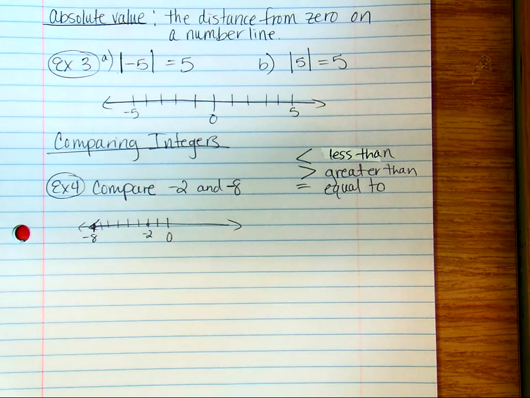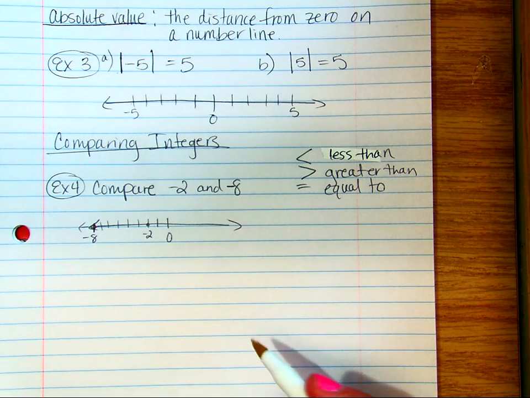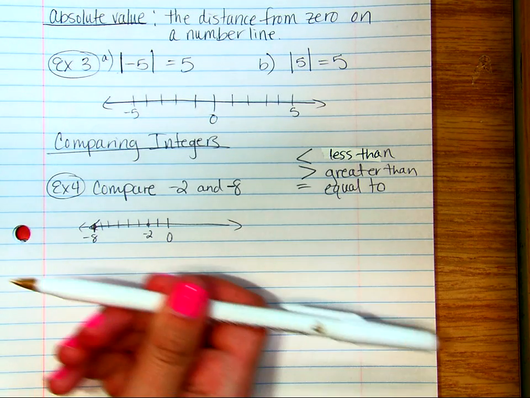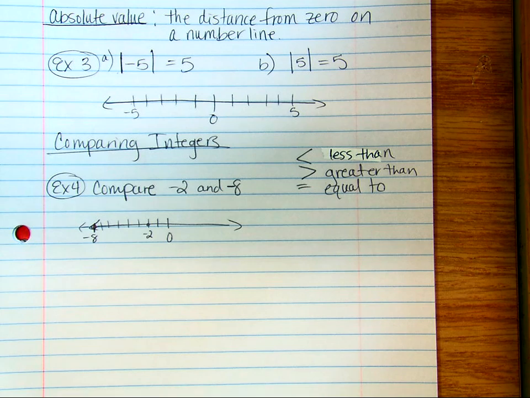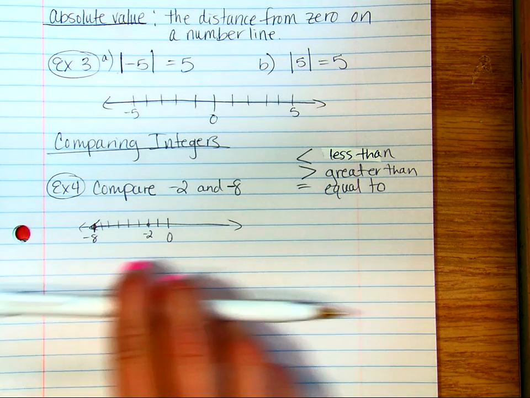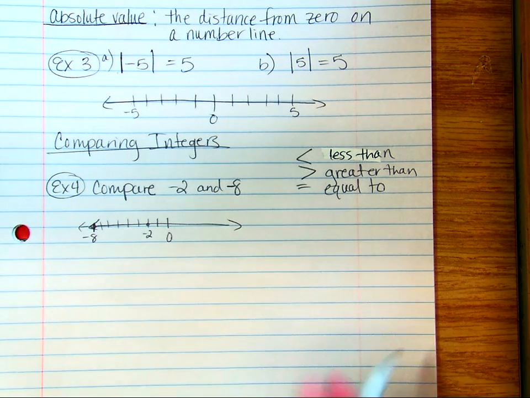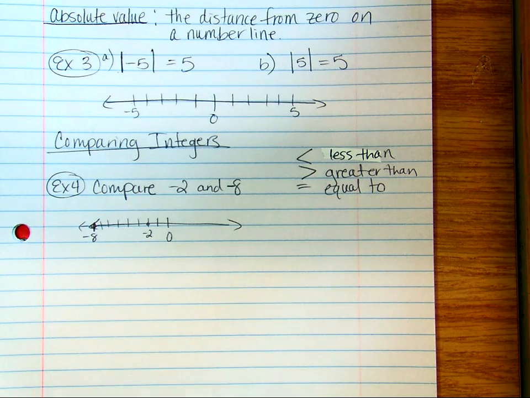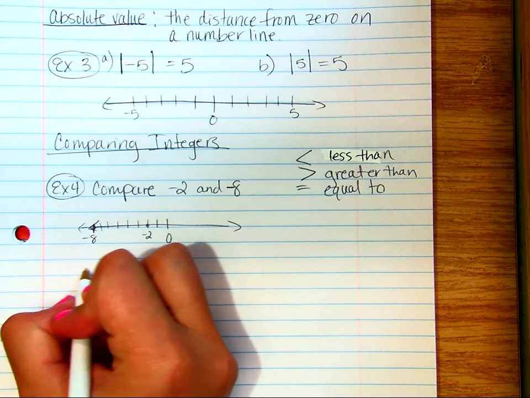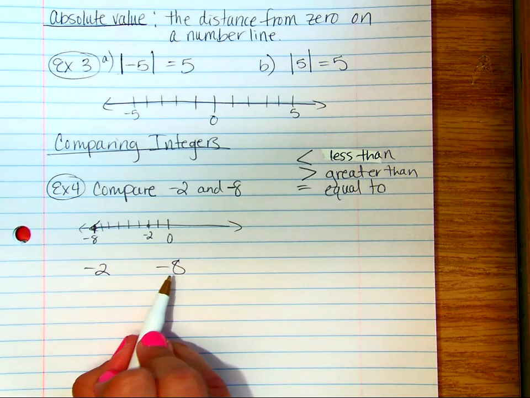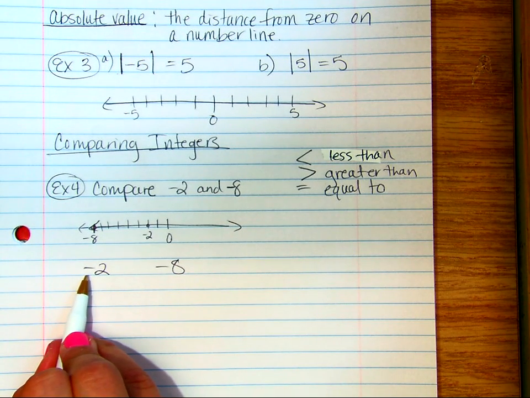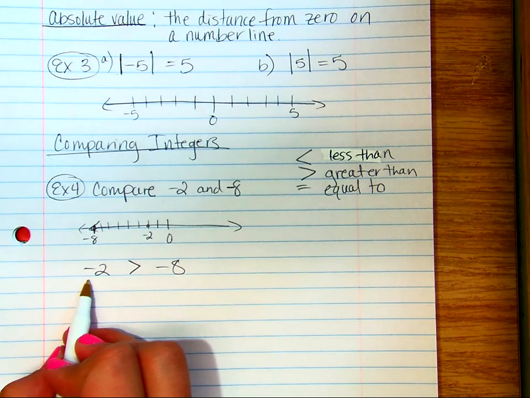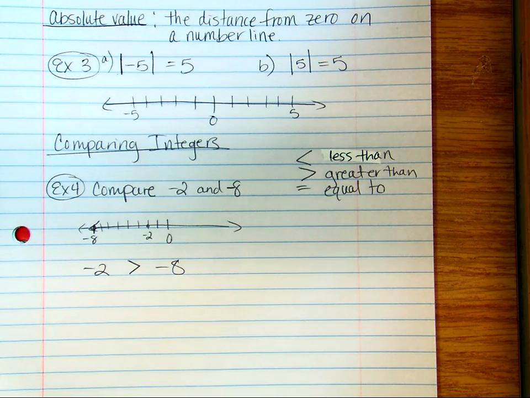All right, so the further left on the number line that a number is, the smaller it gets. So as you go more and more left on a number line, your number gets smaller and smaller. And if you go right on a number line, your number gets bigger and bigger. Okay, so -2 and -8, which one's more left? Well, the -8 is more left. That means -8 is smaller. So if -8 is smaller, that means -2 must be bigger. So I need the greater than sign. This says -2 is greater than -8. So that would be comparing them.